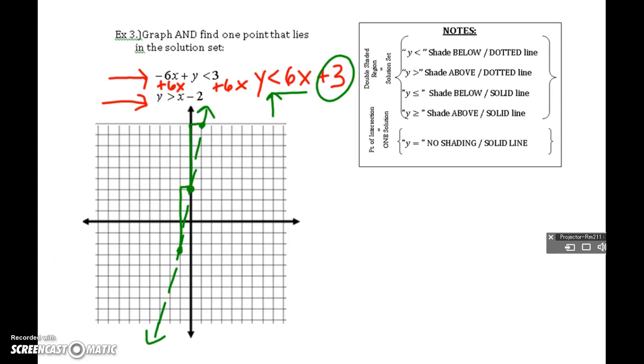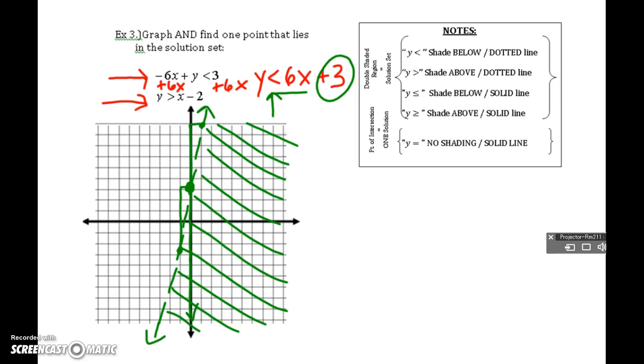Now I want to graph the shaded portion. So I know that it is y is less than, so again I go back to my y-intercept, positive 3. It's less than, so it's going to go down, and I'm going to shade everything on this side.